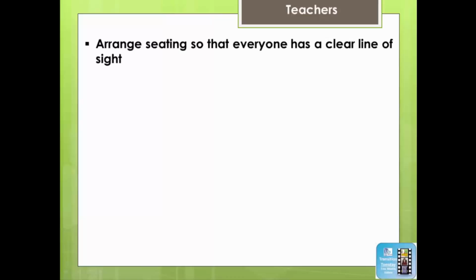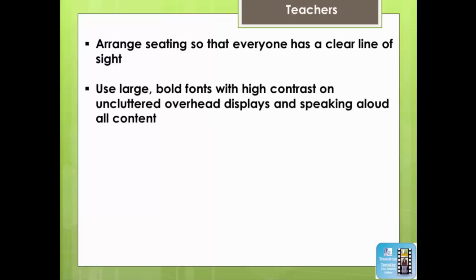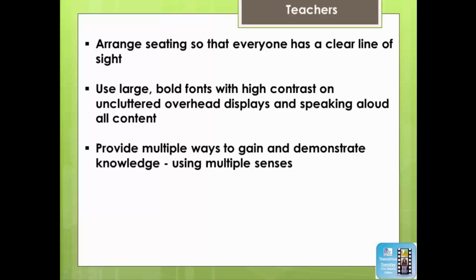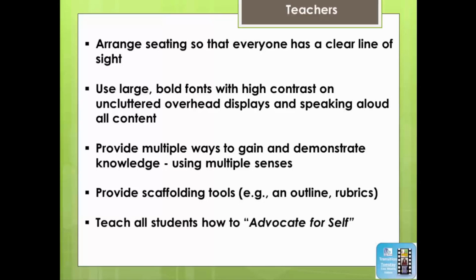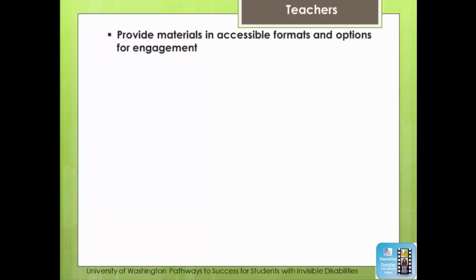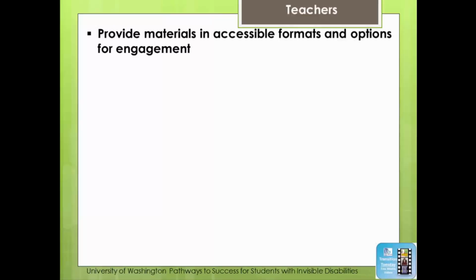Some things that teachers would need to do in order to implement both of these programs would be to arrange seating so that everyone has a clear line of sight. Use large, bold fonts with high contrast on uncluttered overhead displays, and speak all content aloud. Provide multiple ways to gain and demonstrate knowledge using the students' multiple senses. Provide scaffolding tools such as an outline and rubrics. Teach all students how to advocate for themselves. Provide materials in accessible formats and options for engagement.